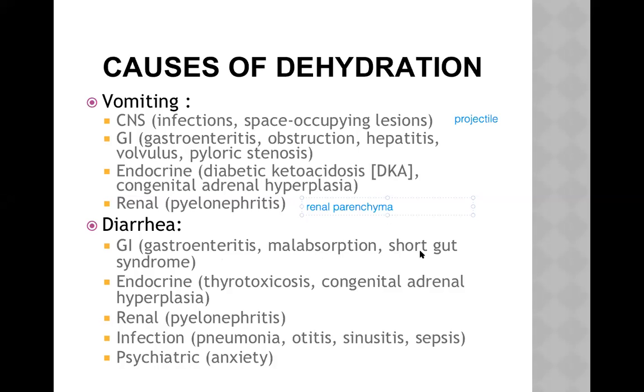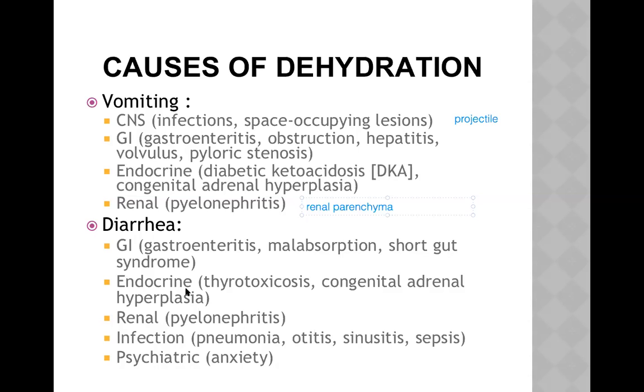Now, short gut syndrome is a very interesting condition which develops by resection of the intestine. And resection of the intestine may be necessary in the treatment of ischemic colitis, or ischemic mesenteric disease. So that part of the intestine is already dead, so we need to remove it. We need to resect it. After that, the total length of the intestine is very short, and that intestine cannot absorb the food, which leads to malabsorption and then diarrhea. This is the meaning of short gut syndrome.